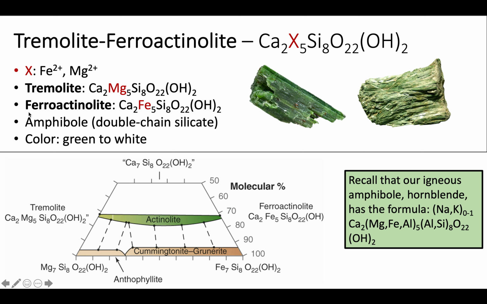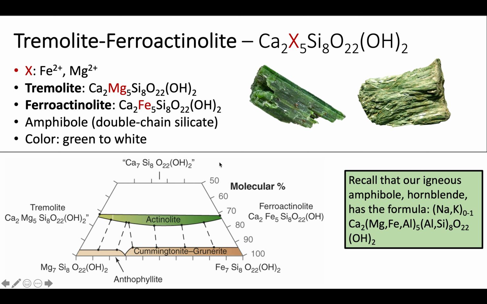And then ferro, that ferro at the beginning there means we're looking at something iron rich. So this is going to be our iron end member, Ca2Fe5Si8O22(OH)2. So that Si8O22, again, tells you we're looking at an amphibole, so we're looking at a double chain silicate. And just like in the case of diopside, we're looking at kind of green to white crystals here. But of course, like most amphiboles, we're looking at a much more bladed habit rather than that blocky prismatic habit that we saw in the case of diopside.